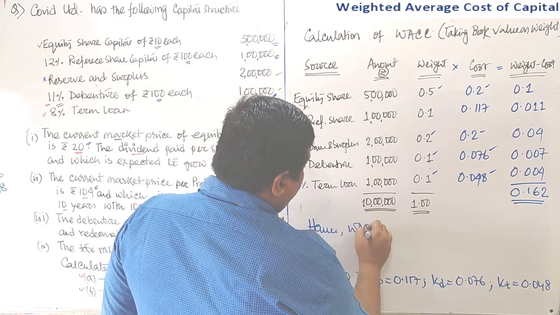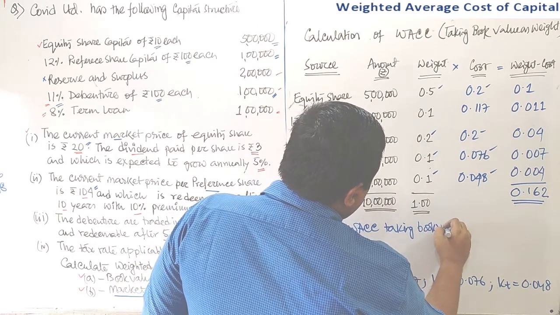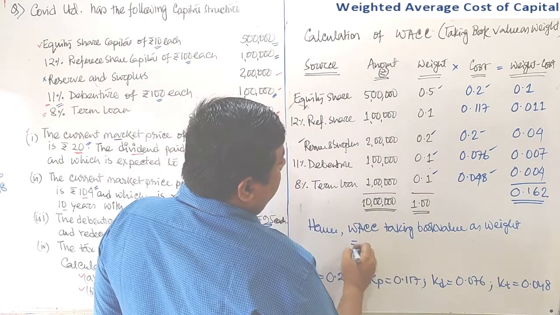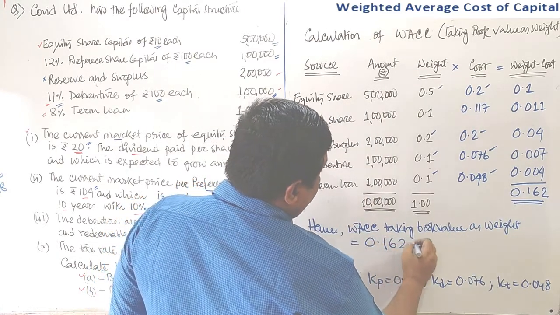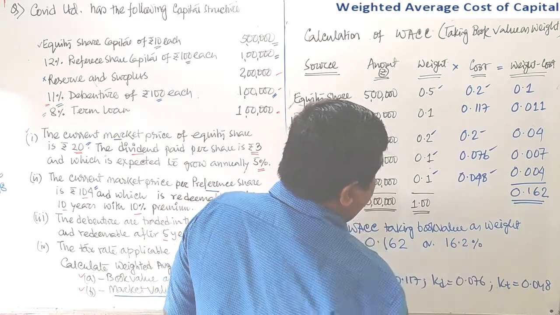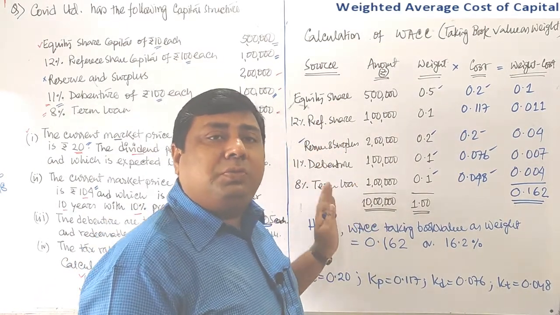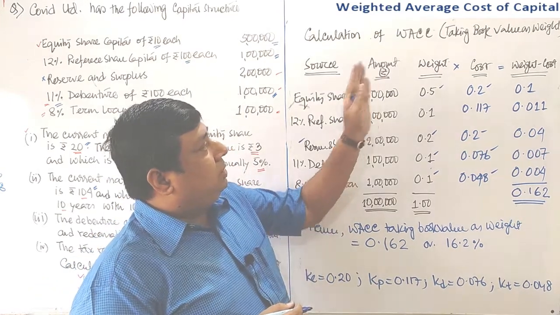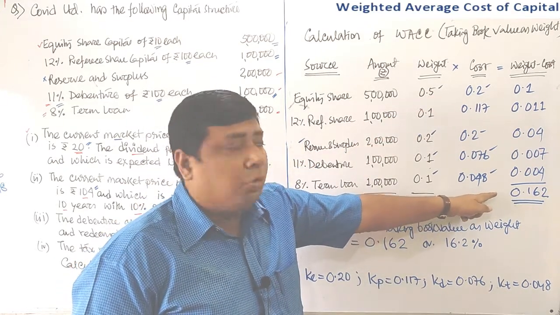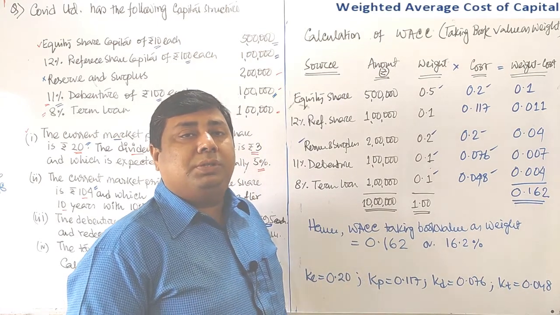Hence, WACC taking book value as weight equals 0.162, or we can write 16.2%. Then, considering the book value of each and every instrument of capital, we have calculated WACC, and WACC is 0.162 or 16.2%.